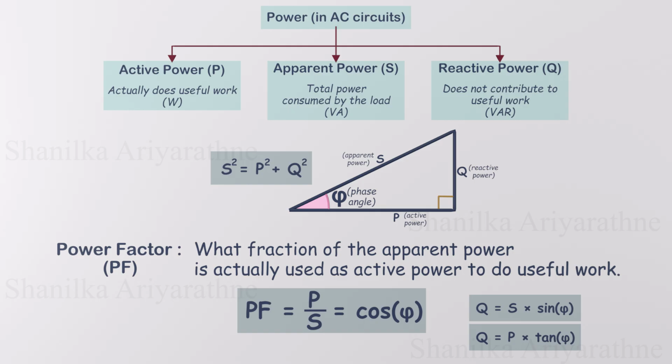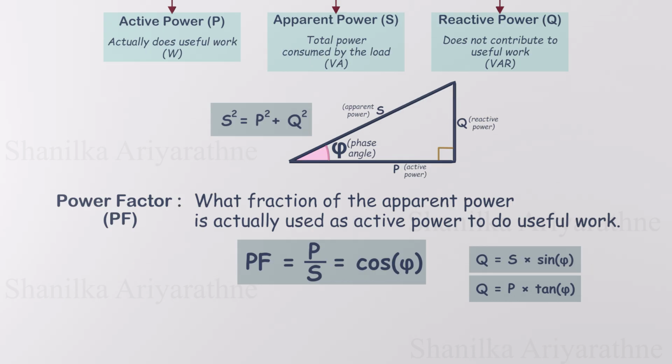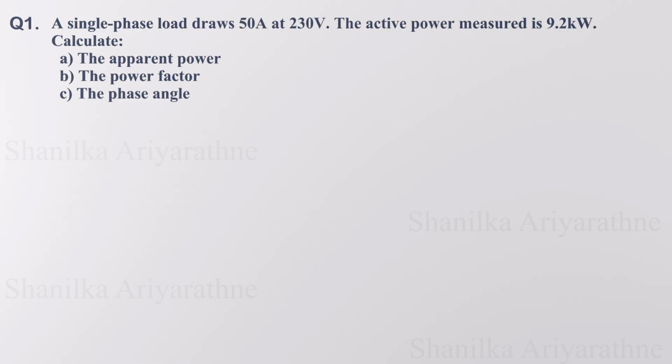Let's put this knowledge to work with a real-world example. Imagine you're an electrical engineer at a manufacturing facility. You've been asked to analyze a single-phase load that's drawing 50 amperes at 230 volts with an active power consumption of 9.2 kilowatts. Your task is to determine three crucial parameters: the apparent power, power factor, and phase angle.